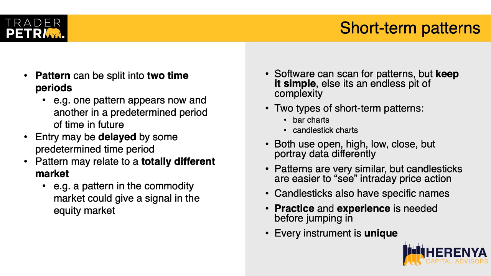So there are 2 types of short-term patterns. One is the bar chart, the other is the candlestick chart. So one type of short-term pattern is made up of bar charts, or different bars, and the other one is basically candlestick charts. Both of these types of charts, bar charts and candlestick charts, use the same data, open, high, low, close, but they portray the data differently, obviously because the candles have real bodies and the bar charts don't.